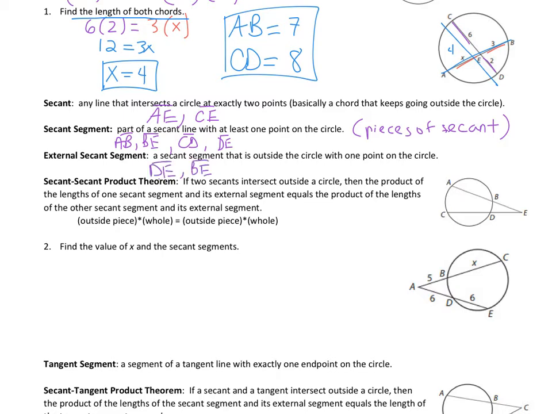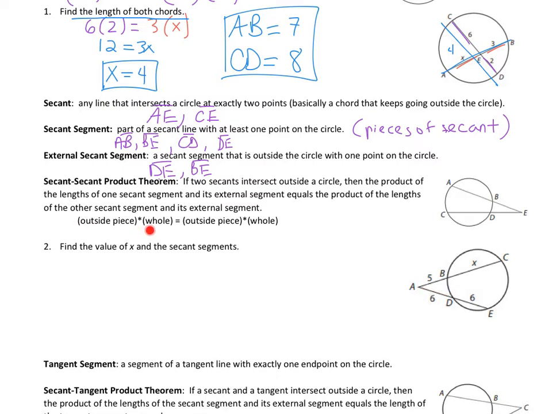Remember, the reason we went through these definitions is because some of the following formulas that we're going to be using use this language, and you want to know what pieces they're talking about. So for secant products, we have two secants going through our circle. Look at my picture right here. If our two secants intersect outside the circle, at point A, then the product of the lengths of one secant segment, that is the whole piece, and its external secant segment, will equal the product of the whole length of the other secant segment and its external secant segment.